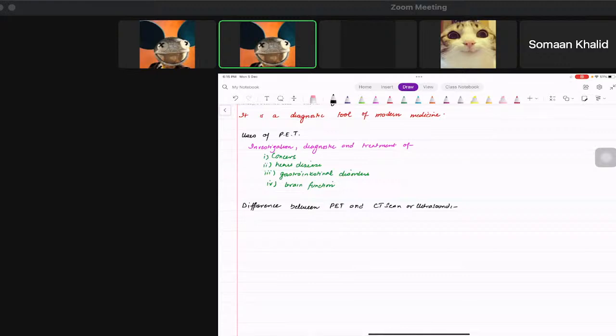So the main difference is that PET looks at a patient from inside, whereas CT scan or ultrasound looks at patients from outside, because we have transmitters and then receivers like that. Okay.